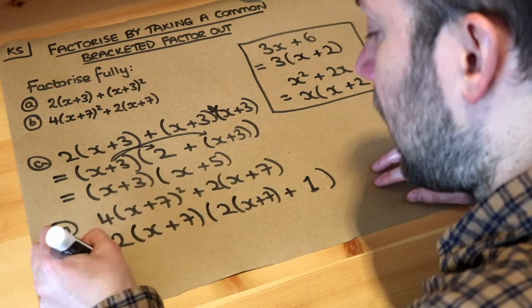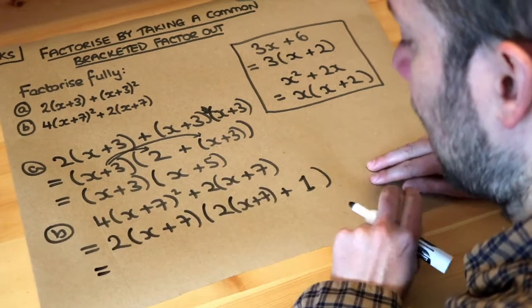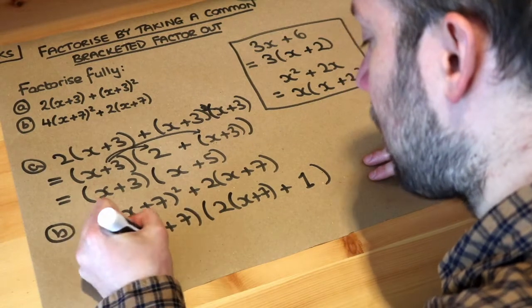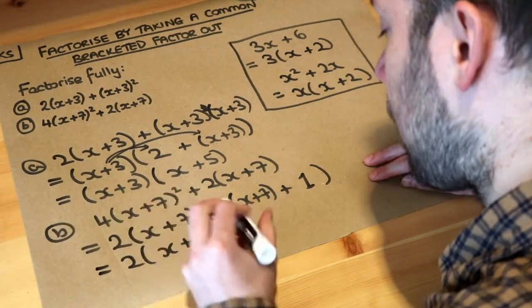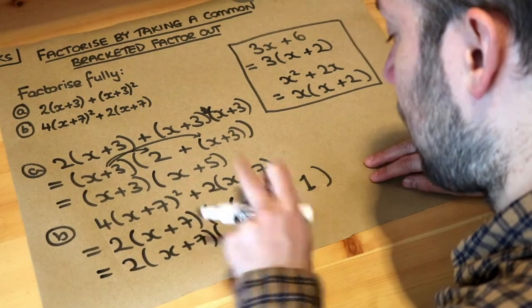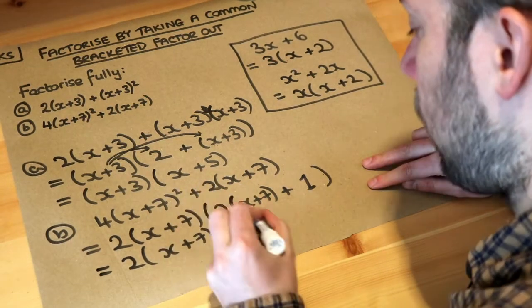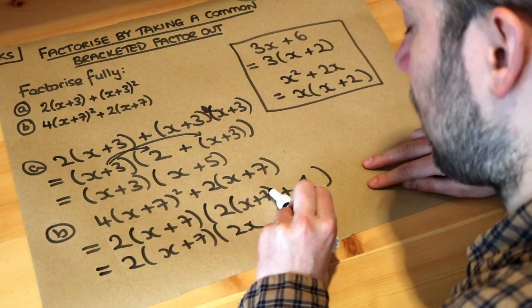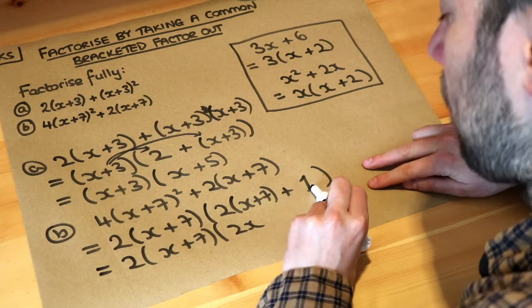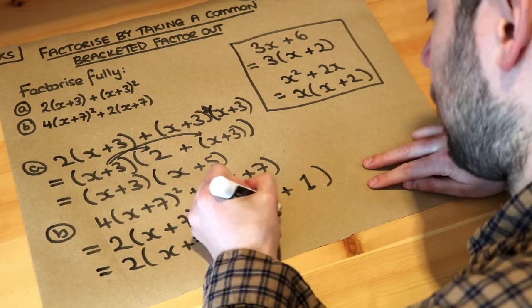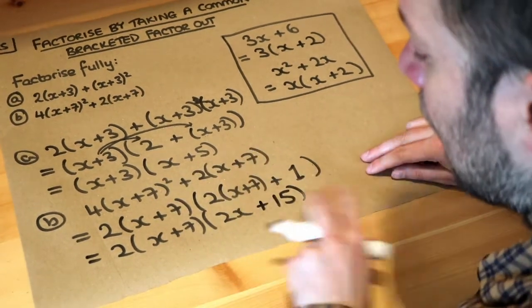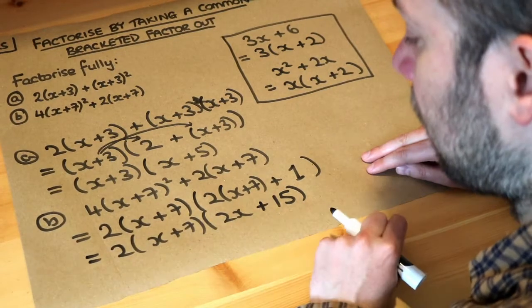Now, as before, we need to simplify the second bracket. We might need to expand it a bit first. So we've got 2 times x, so 2x. We've got 2 times the 7, which is 14. But we've also got that plus 1, and 14 plus 1 is 15. So we have that, and this is fully factorised. There's nothing else we can do.